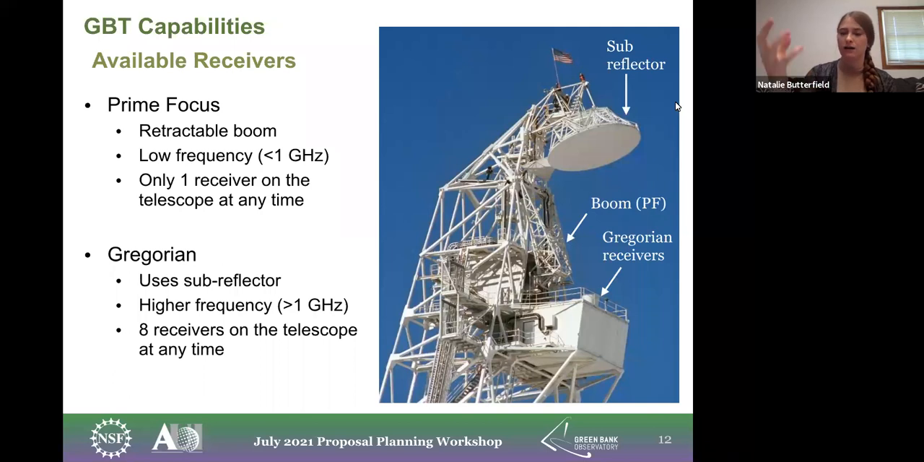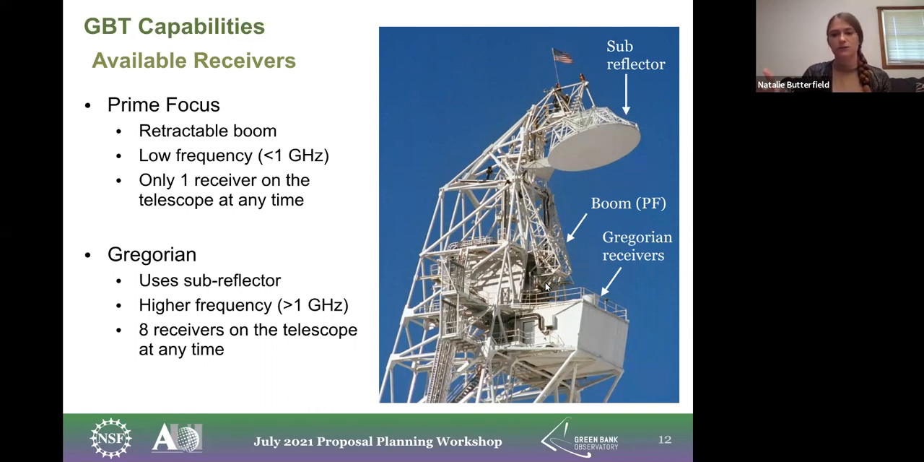So you have your signal coming in, it bounces off of the primary dish and is then collected in the prime focus boom. Prime focus is typically low frequency, so less than 1 gigahertz approximately, and there can only be one receiver on the telescope at any time. You cannot have multiple receivers, mainly just because there is a single structure for that.